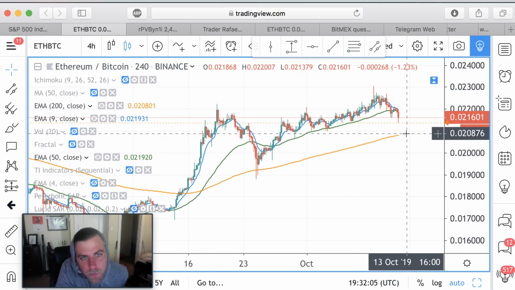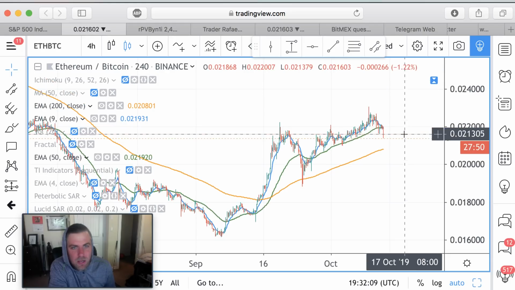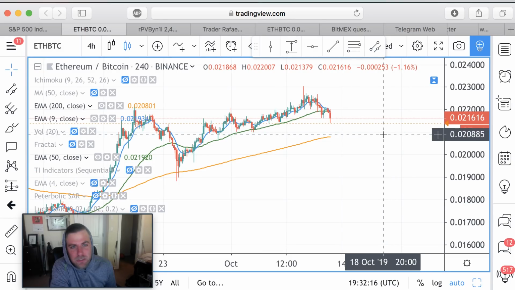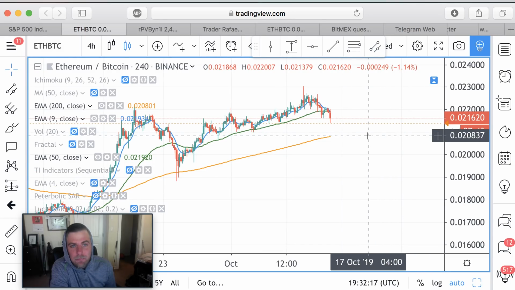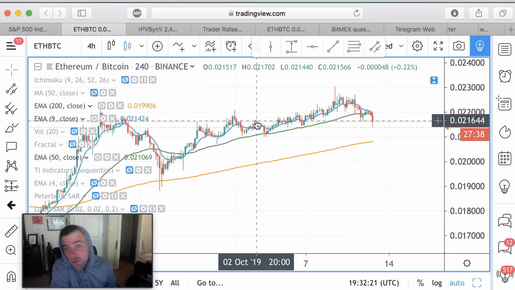So this is definitely something I'm paying close attention to. I think it is ready for a big move one way or the other, and whichever way it moves doesn't really matter to me as long as I'm on the right side. I just don't really care. I mean, I do care.